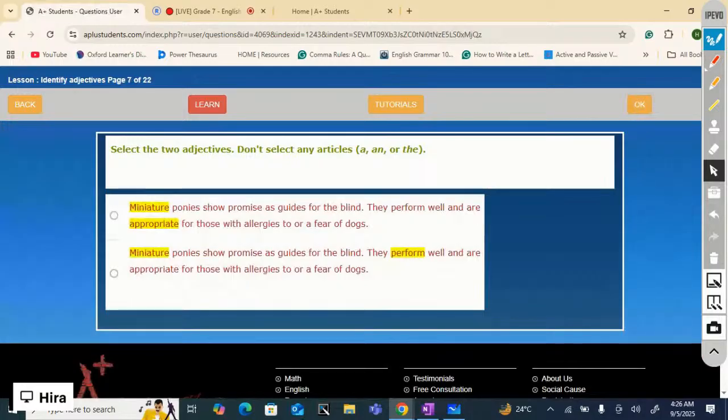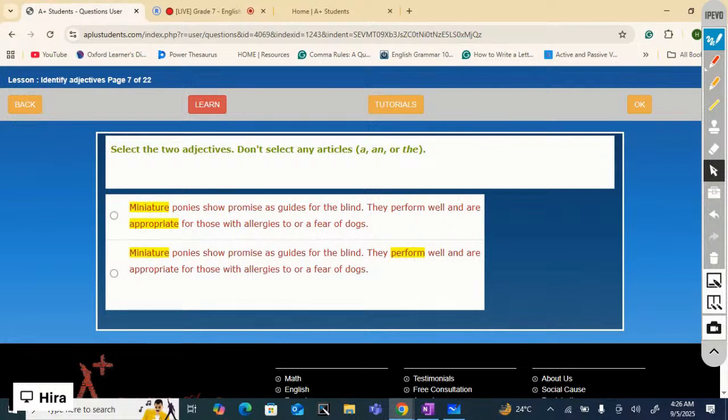Miniature ponies show promise as guides for the blind. They perform well and are appropriate for those with allergies to or for a fear of dogs. In the first option, miniature and appropriate, these two. In the second one, miniature and perform.